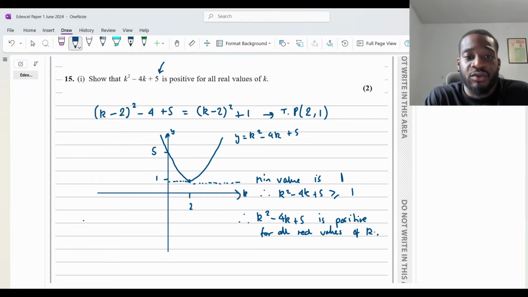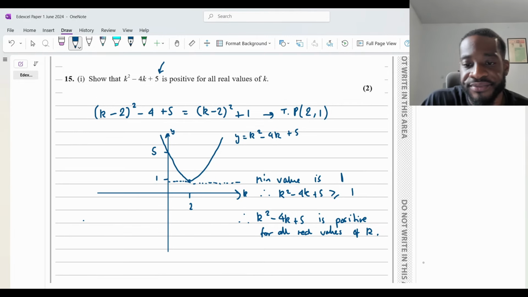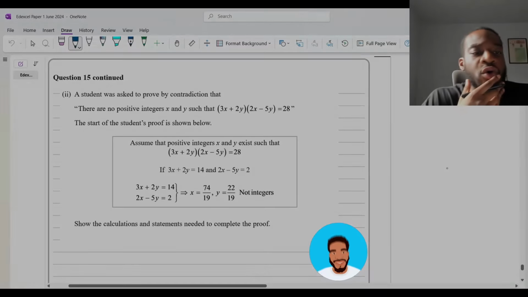You can see it, right? The graph is above the k-axis. It's above 1. It's 1 at the minimum, goes up, right? So it's entirely positive, isn't it? And that's it. Finished. Okay, so double line.